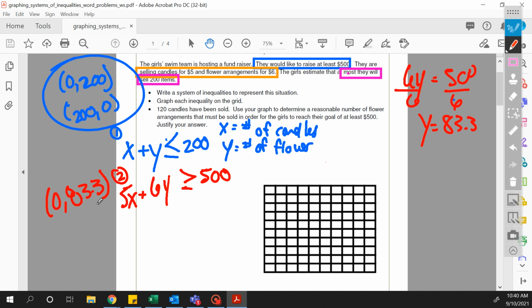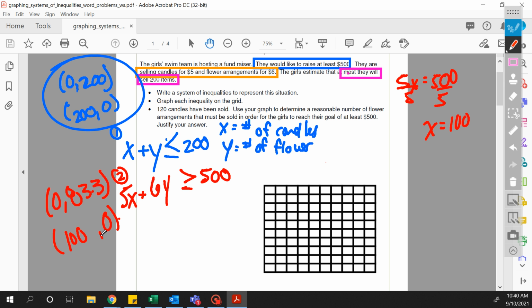So 83.3 is going to be my y-intercept for this, and I also want the x-intercept, so I'm going to plug in 0 for y, and I'm going to do the same thing. If you plug in 0 for y, then the x term is all that's left. So we're left with 5x equals 500, divide by 5, x equals 100.